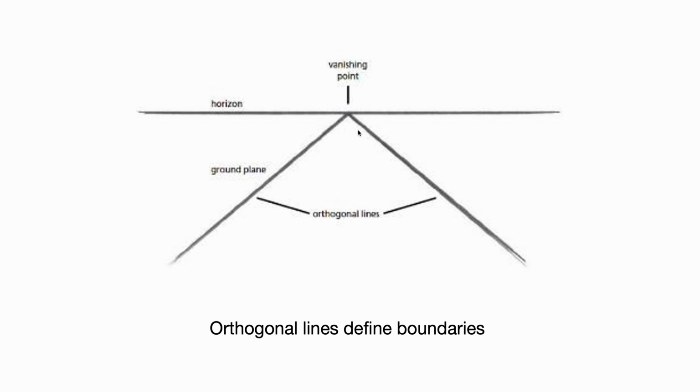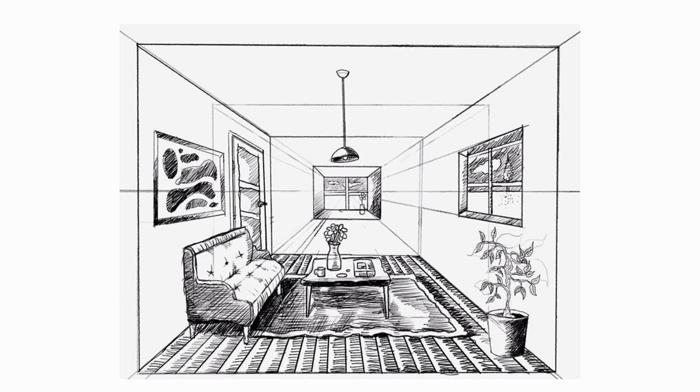So these orthogonal lines, these diagonal lines, are headed toward that vanishing point, and they're defining the boundaries of the ground plane. Here you can see a simple sketch in 1-point perspective. Notice how these commanding lines, these regulating lines, are dictating so many of the lines in this image, like where the wall meets the ceiling, the door frame, the picture frames, the lines in the carpet, all kinds of things.